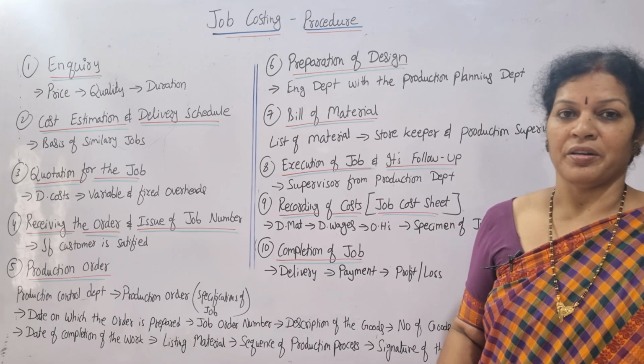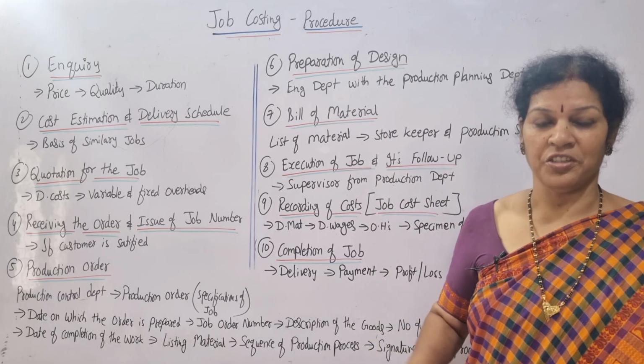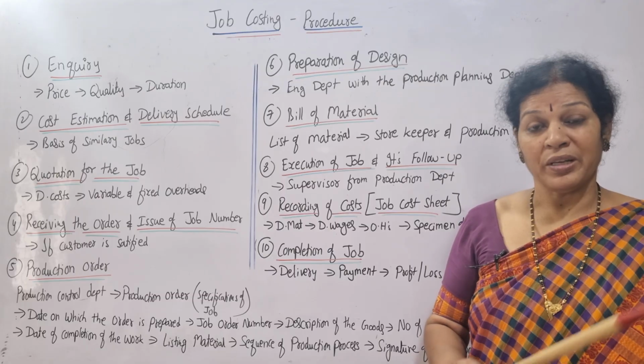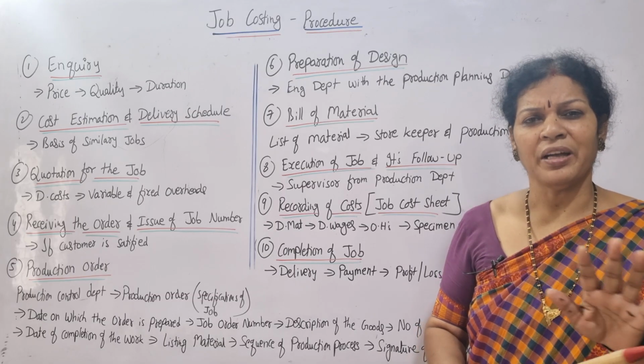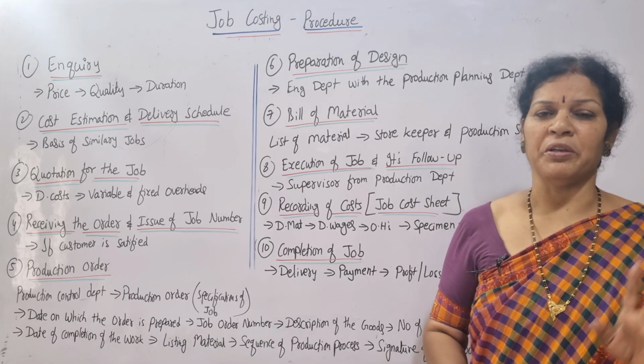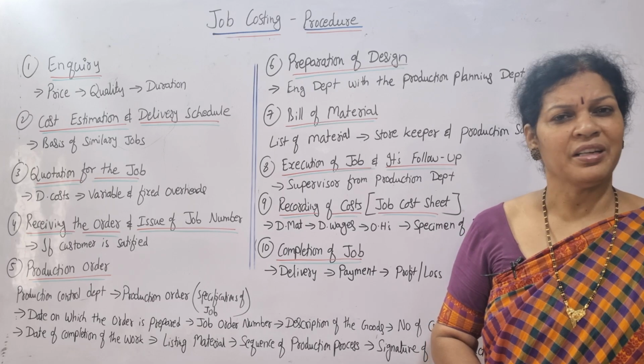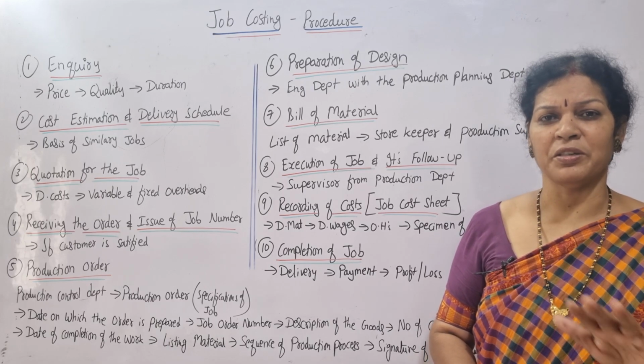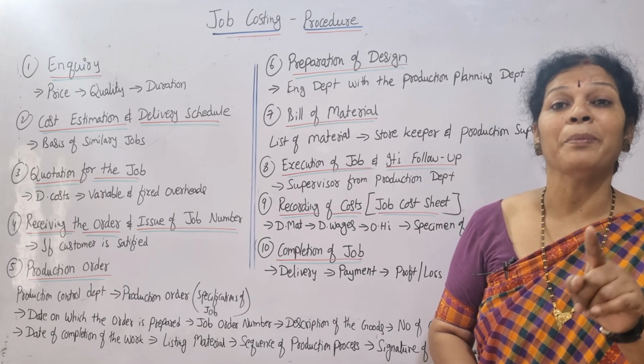The production order will be like a sheet. In that sheet, each and every item related to that job will be mentioned. Very clear, detailed information is mentioned in the production order of that particular job.